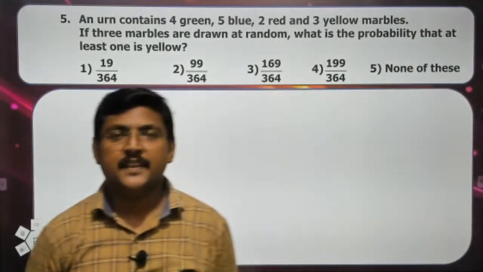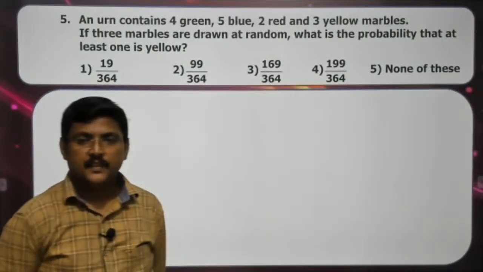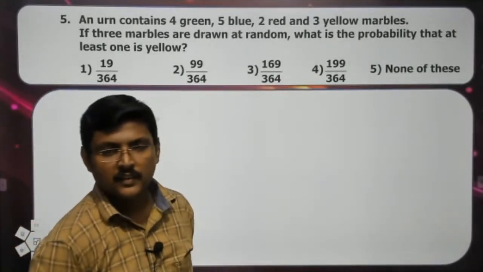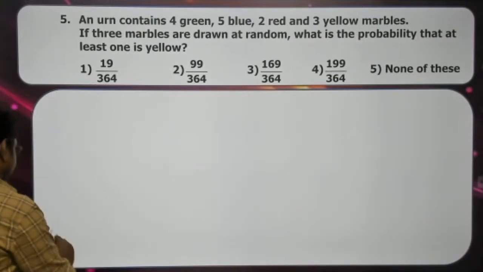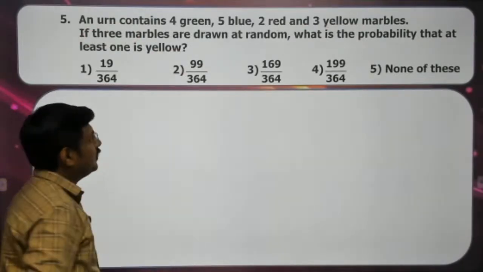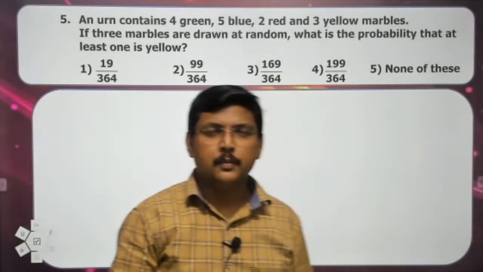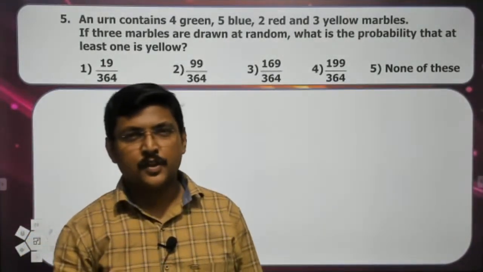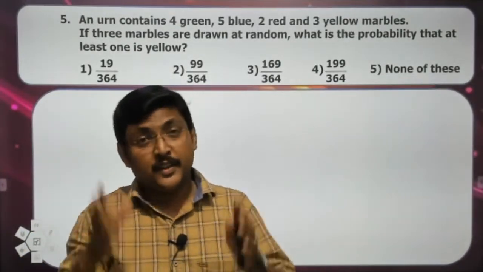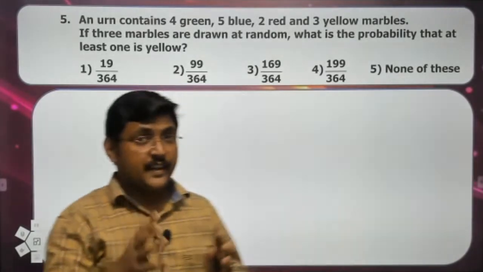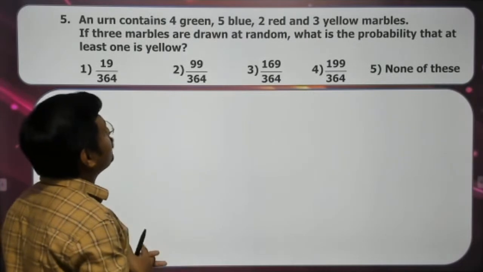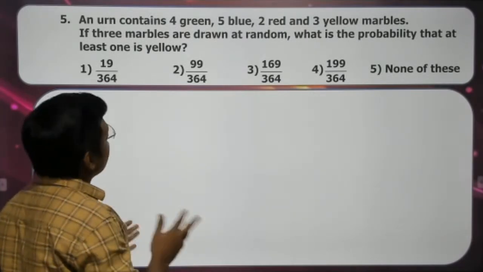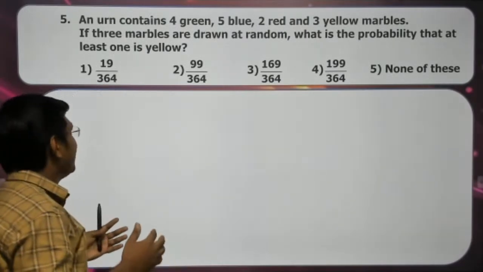So I think I need to explain this question. Listen. I am explaining the question. When we are dealing with probability, we should know the probability distribution of a particular event or a particular random experiment. As I am reading this question, listen. An urn contains 4 green, 5 blue, 2 red and 3 yellow marbles. If 3 marbles are drawn at random, what is the probability that at least one is yellow?